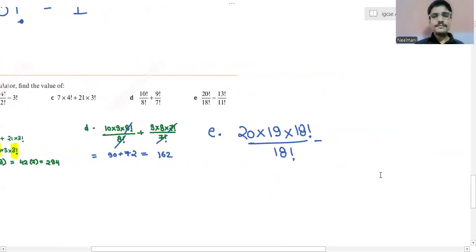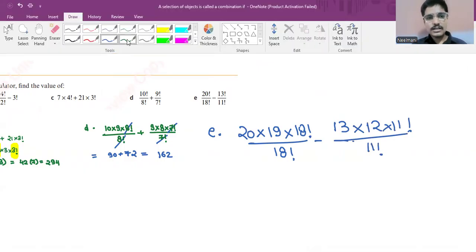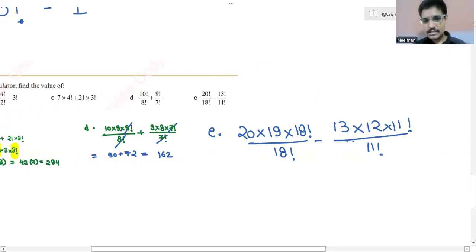Okay, sorry, I got to know in the mid video it's actually not epsilon, it's factorial. My bad. 12 into 11, and this is 11 factorial. What you do is you just cancel out the common parts and this is what you're left with: just 20 into 19, that is 380, minus 12 into 13.